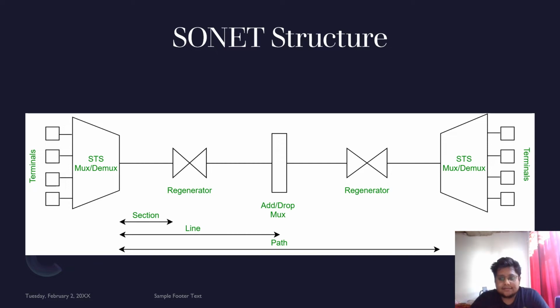Now let's see here. This is a basic SONET structure. It contains some terminals and STS mux, demux that I discussed earlier, a regenerator, again an add and drop mux, a regenerator again, and the final receiver end, that is STS mux and demux, and the other terminals that will receive the output. You can see it as if any way you like. You can go from left to right or right to left on your choice. Let's see here.